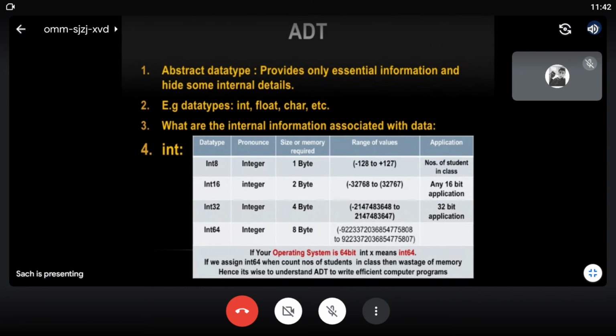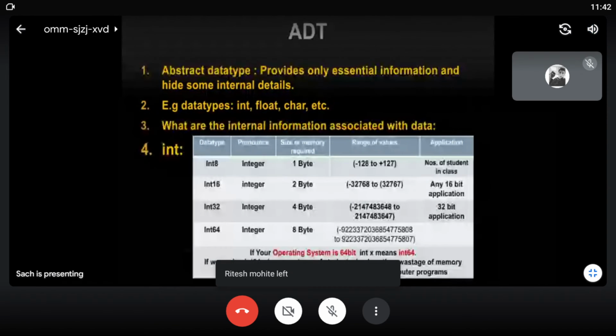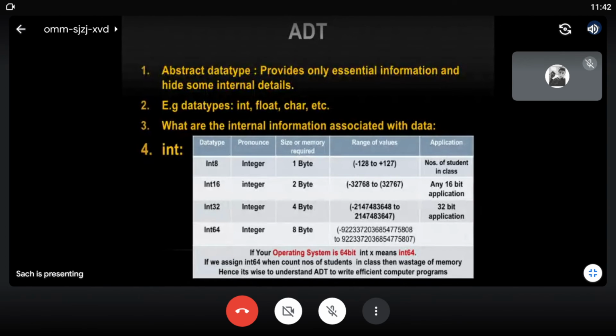For example, in any class currently we will have maximum 100 students or around 60 to 80 students maximum. So we can say that INT 8 is useful to count such a quantity which has a limit less than 127. So we have a purpose of this.